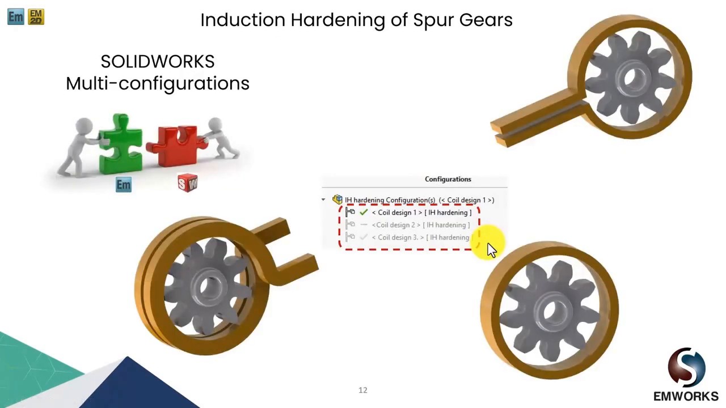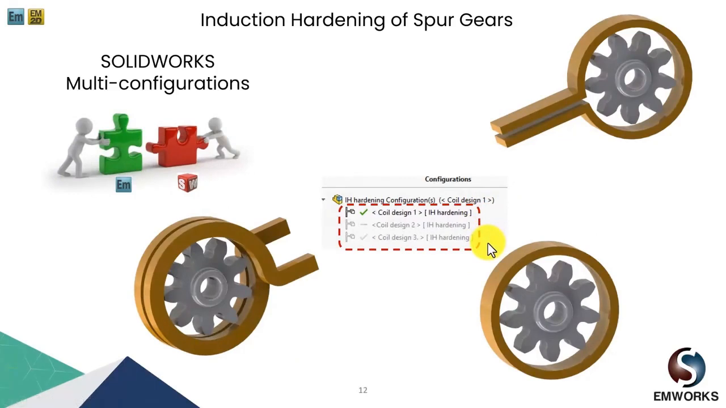When hardening is performed, uniform heating is required for the hardening penetration depth. So trying to select the optimal coil design to get a good heating profile is very important. SolidWorks multi-configuration features coupled with EMS simulation is then the perfect solution for it. Three different coil designs were analyzed to study the heating profile of the spur gear during this process. Now let's check together the temperature distribution for each design.